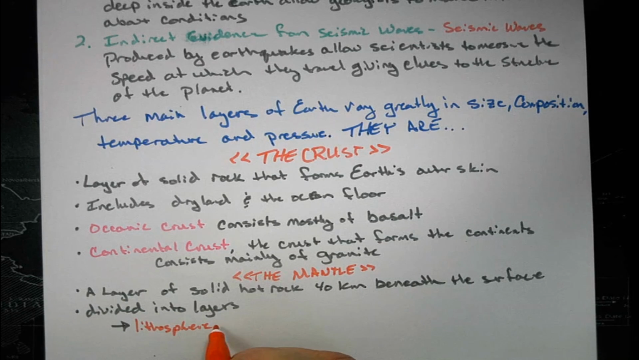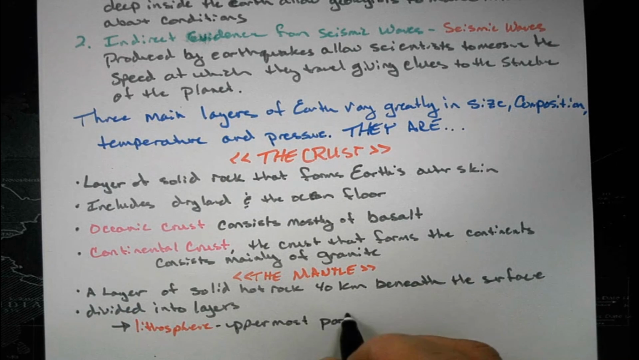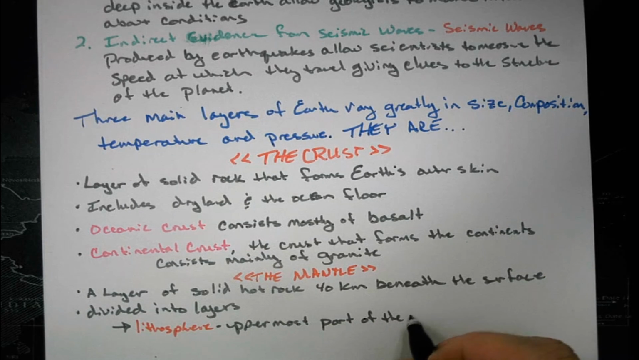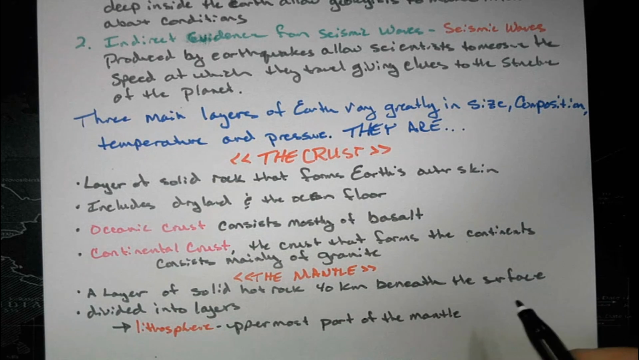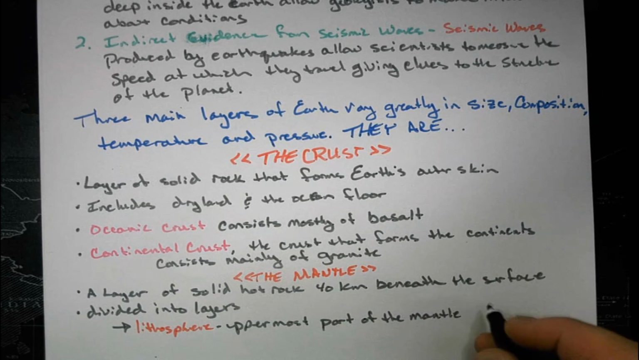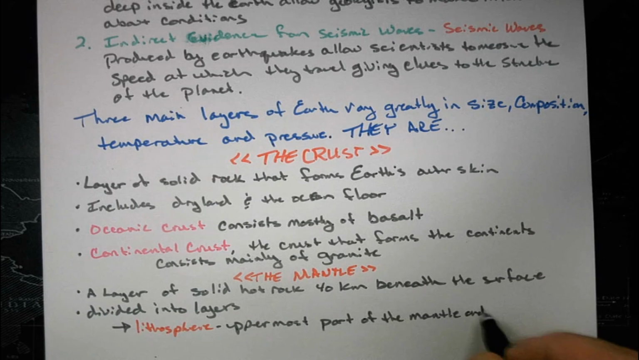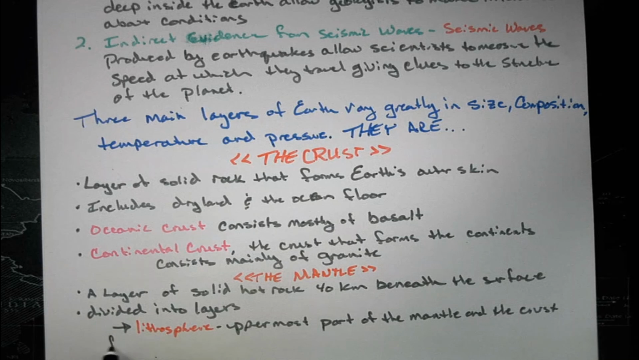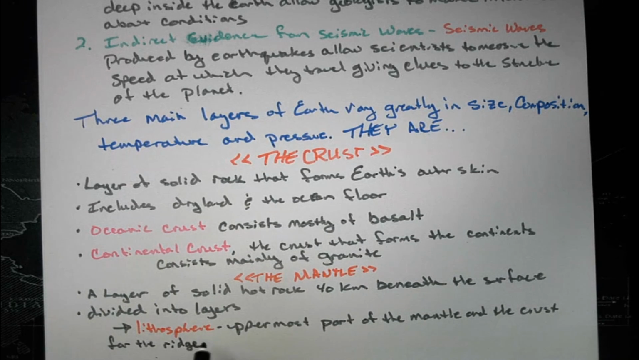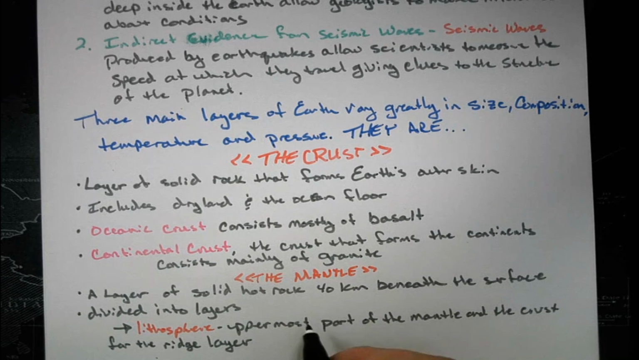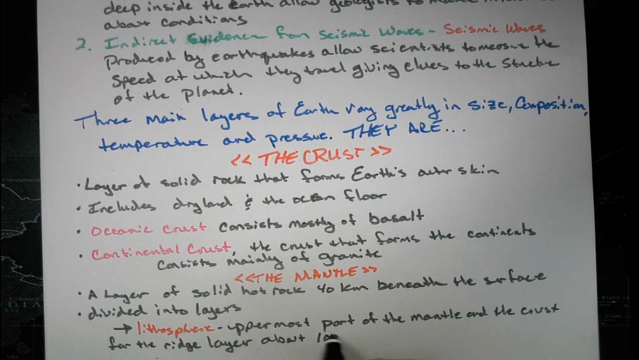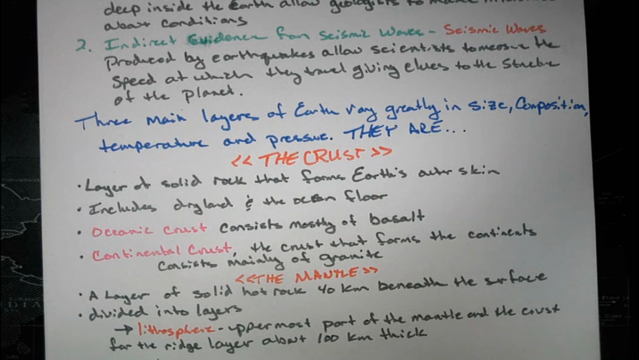Okay, there's the lithosphere, which is the uppermost part of the mantle. It's the uppermost part of the mantle and the crust, the rigid layer, about 100 kilometers thick.